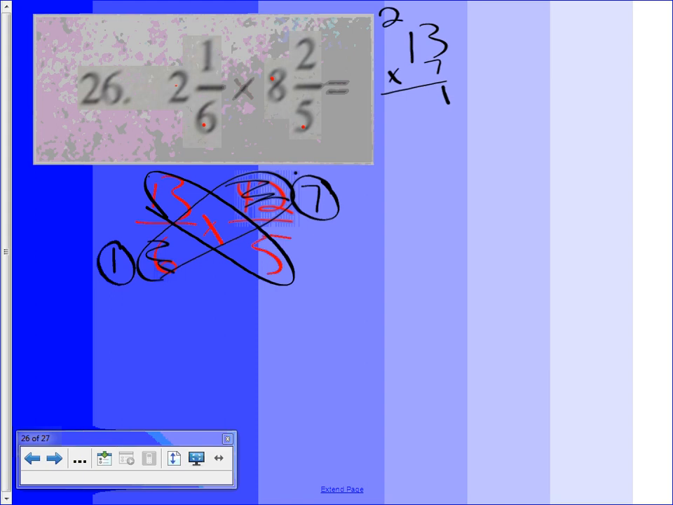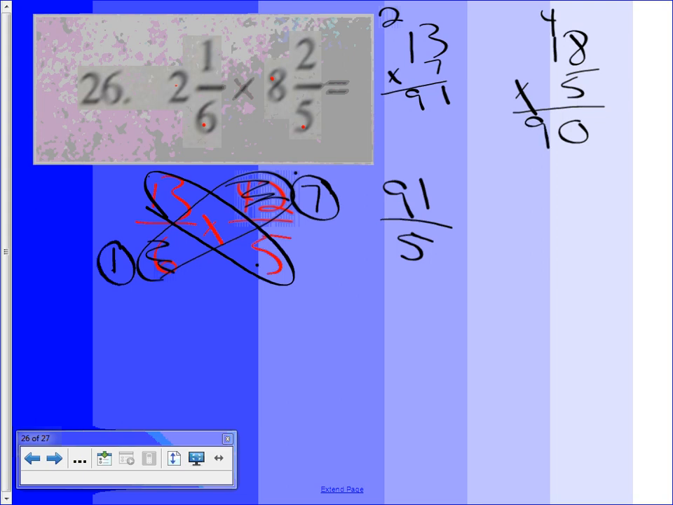7 times 3, 21. 7 times 1, 7. Plus 2, 9. Got 91 over 5. Now I have to convert it to a mixed number. How many times does 5 go into 91? Well, I know 20 times 5 is 100. So 19 times 5 is 95. 18 times 5 is 90. 18, what's left over? 91 minus 90, 1 over 5.